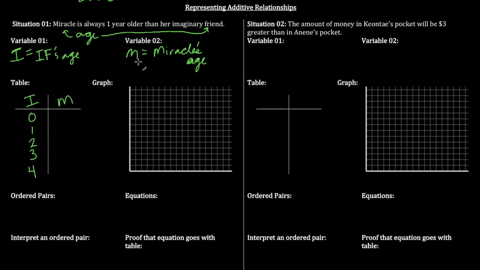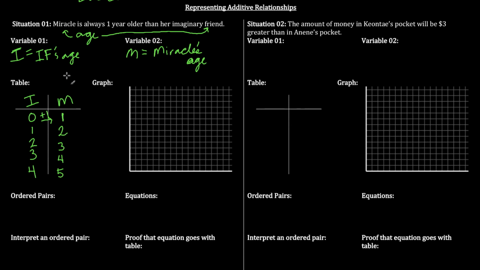Miracle's age. So Miracle's always 1 year older. So if her imaginary friend is 0 years old, Miracle will be about 1 year old. If her imaginary friend is 1 year old, then Miracle should be about 2 years old. If her friend is 2, then Miracle should be 3. If her friend's 3, then Miracle should be about 4. And if imaginary friend's at 4, then Miracle should be around 5. We're always adding one more to her friend's age to get to Miracle's age.